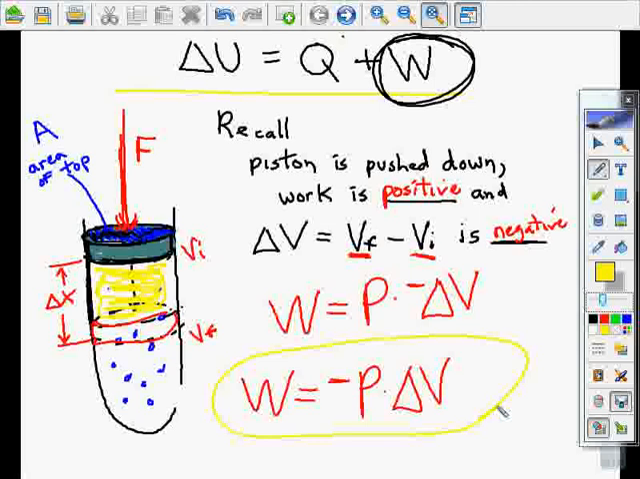Now, since the textbook is using the opposite work convention, their formulas look a little different. And I want you to always practice by using the formulas the way I present it here. So let me do a side-by-side comparison.